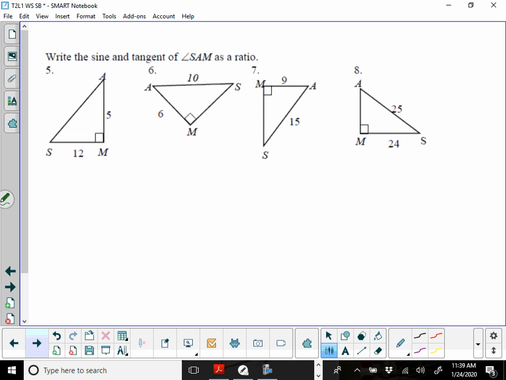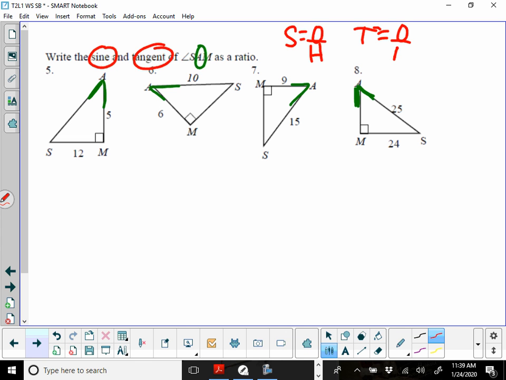All right, moving on to 5 through 8. Okay, so again, we talked in class about SAM just means angle A. So in all of these, you're looking at angle A only. Okay, so you're finding the sine and tangent. All right, so sine is opposite over hypotenuse, and tangent is opposite over adjacent. Okay, so go ahead first and label your triangles completely.